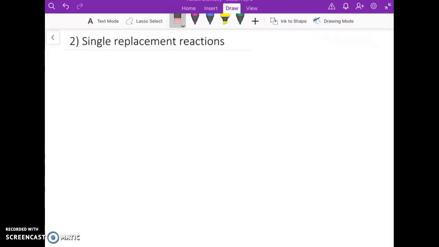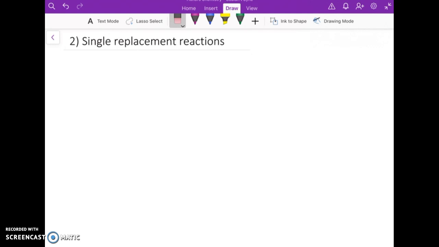Okay, this is our second reaction type. Last time we talked about combustion reactions. Those are pretty simple, pretty easy to predict. You always get the same products. Today we're gonna talk about single replacement reactions. And single replacement reactions are still not super difficult to predict, but they don't give you the same product every time.